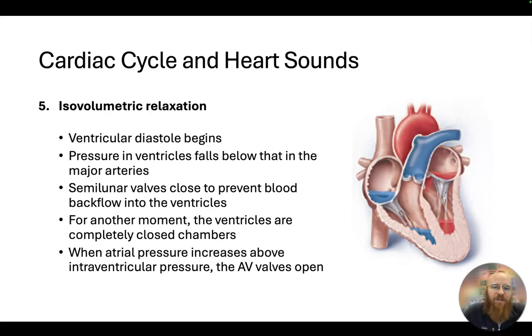And then we have our isovolumetric relaxation. Okay, so at this point, we've had that full ejection phase, that full contraction, that pump of the heart, and now at this point, we're going to go into ventricular relaxation or diastole. That's going to begin. The pressure in the ventricles falls below that of the major arteries, meaning that the blood or the pressure in those arteries is going to push backward and close the semilunar valves. Okay, so again, preventing any sort of backflow from re-entering the heart once it's supposed to be going forward. So that's preventing backflow to the ventricles.